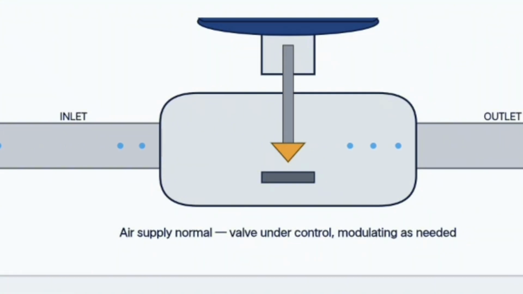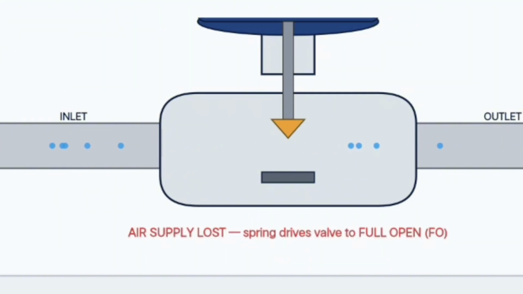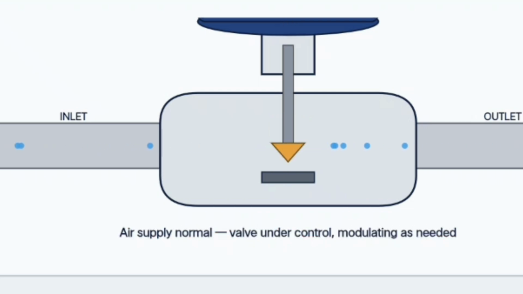Fail-safe action: FO versus FC. On loss of air supply or signal, the actuator spring drives the valve to a predetermined safe position. This is selected at design stage based on what's safest for the process if control is lost. Fail open (FO): spring drives valve fully open on air loss. Used where blocking flow on air failure would be dangerous, e.g. a cooling water valve, or a vent relief path. Typically an air-to-close actuator.